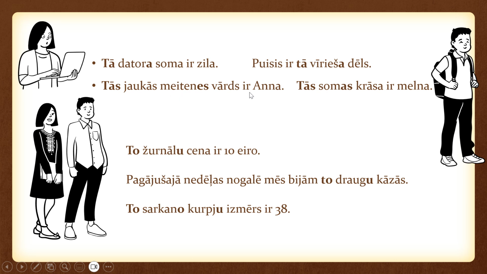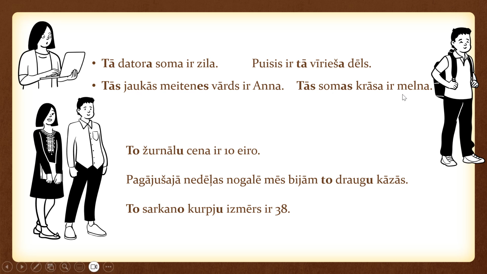Tās jaukās meitenes vārds ir Anna. The girl's name is Anna, and that nice girl's name is Anna. And jaukās, as you can see, it's not jauka, but a definite adjective and also in genitive case, because it also must agree with the noun it describes. So, jaukās meitenes vārds.